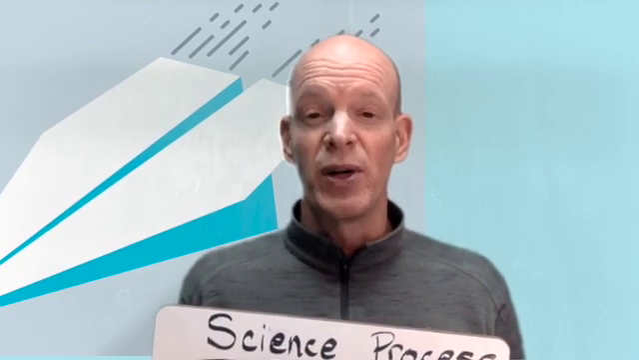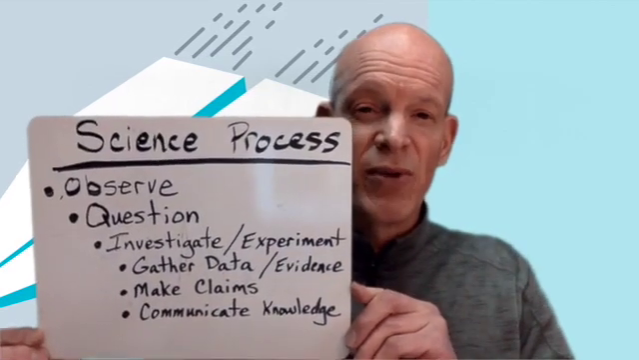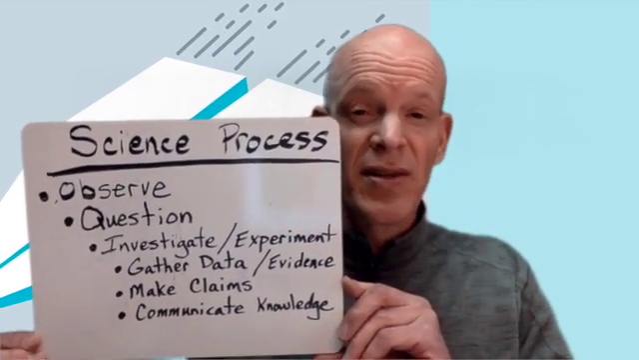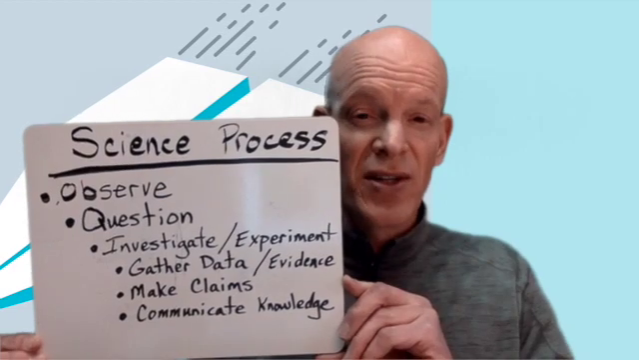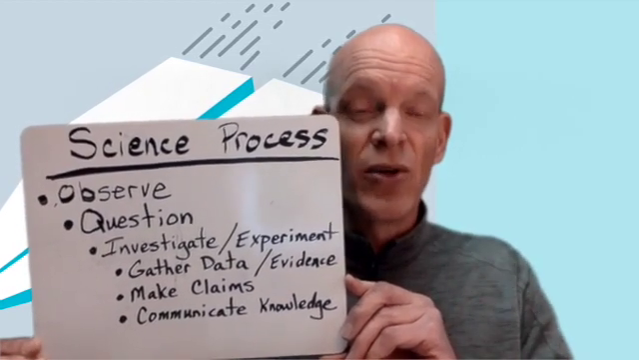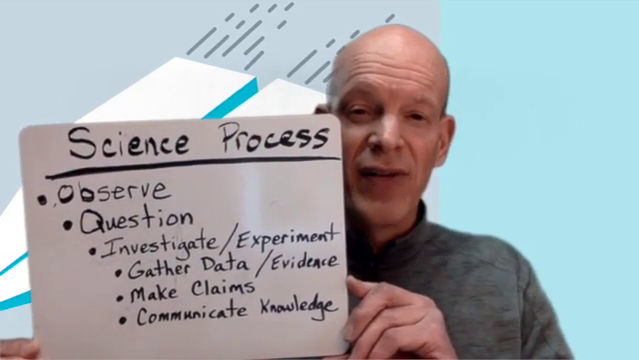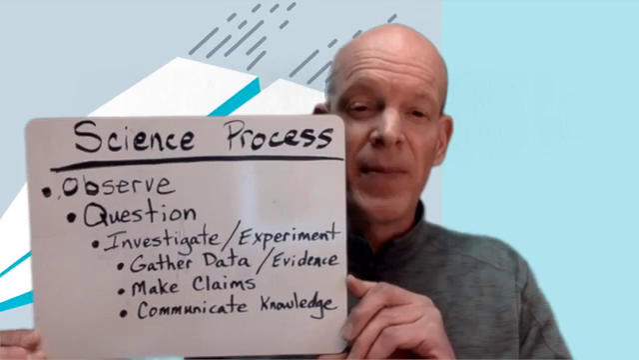We need to make sure we're running a fair test. So we're working through the scientific process. We've got observations. Science then asks questions. And if you ask a testable question, you can run an investigation or do an experiment, gather data, and have your evidence ready to make a claim.